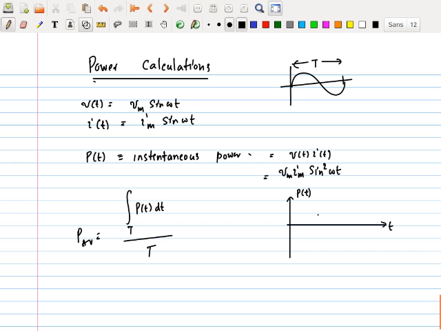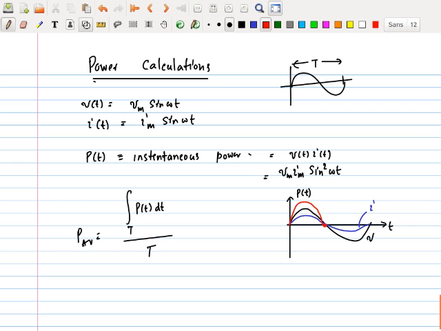Yeah, it's VI, not I squared. So this is what it looks like. Let's say this was V. The other one is also sinusoidal. That is I. If I just multiply these two, so I take this number 1 and 2. If I multiply, what do I get? Something like this.